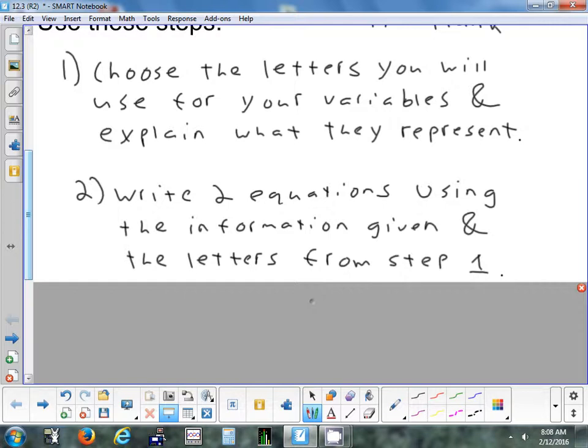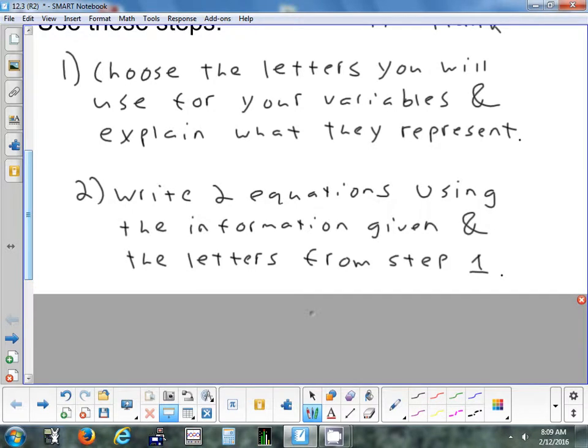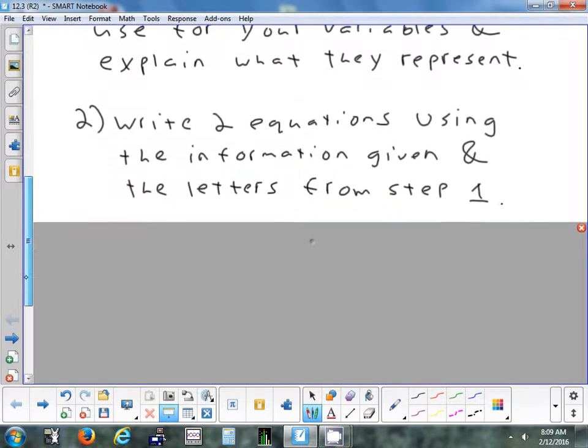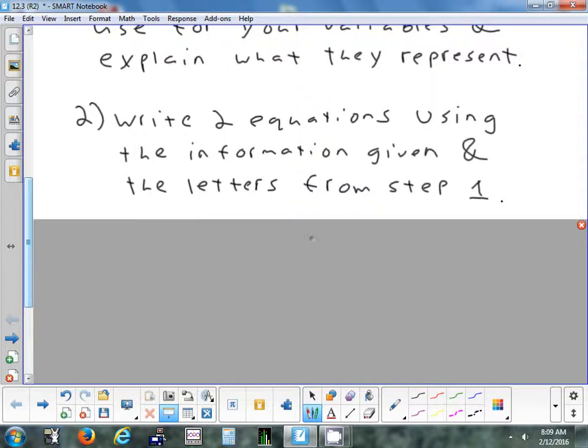In those sentences, we're going to have to look for keywords like is. Anybody remember what is means? Equals. So is. You might see like more than. What operation is more than? Adding. Or fewer than. That would be subtracting. Things like that. So we're going to have to look for those keywords. Now we're going to give you a couple hints on how you write the two equations.